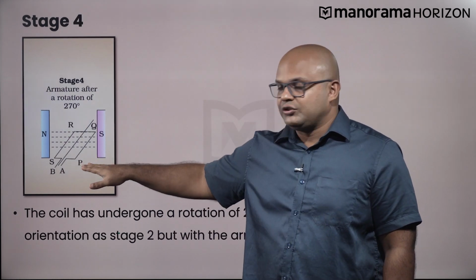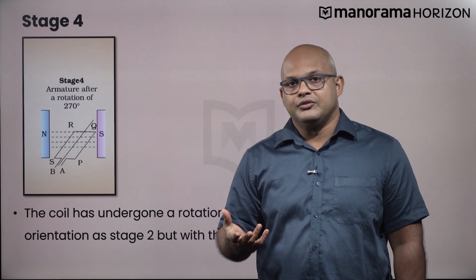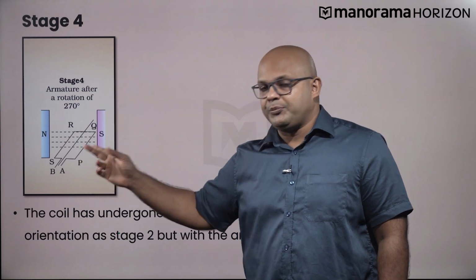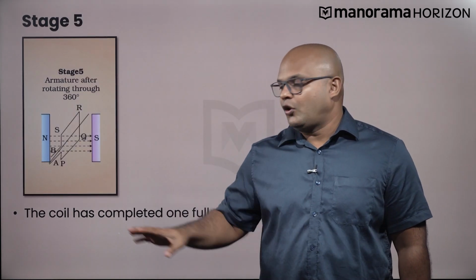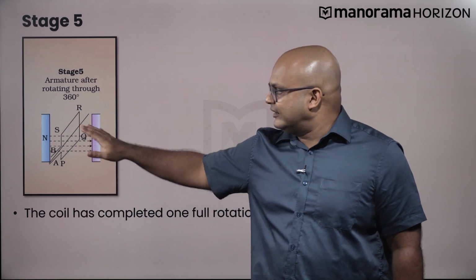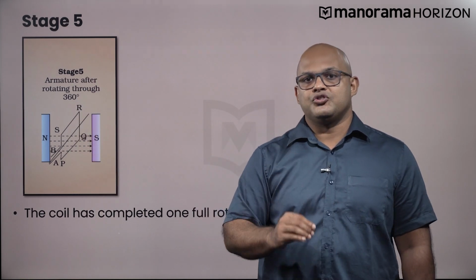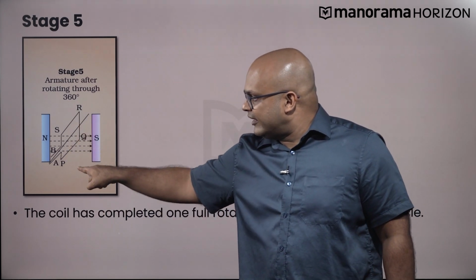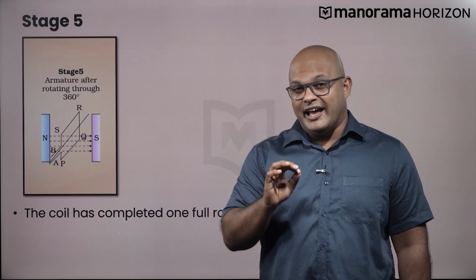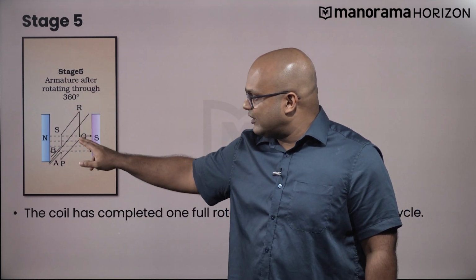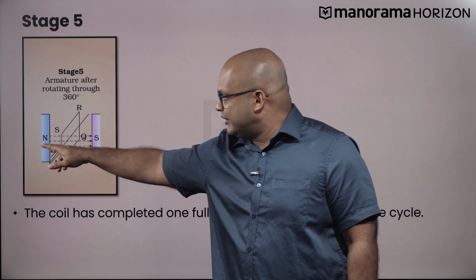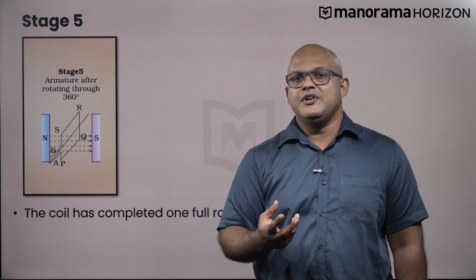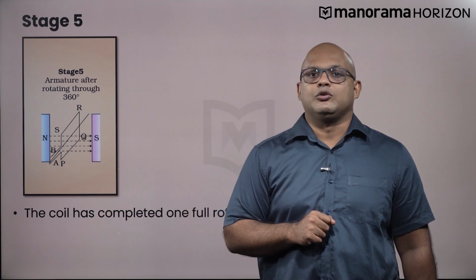Now, the coil has gone through a rotation of 270 degrees. This is the same orientation as stage 2, but the arms are in the opposite positions to stage 2. And finally, the coil completes one entire rotation and the arms SR and PQ come back to their original states. So what we are seeing is that the coil is continuously rotating in the presence of this magnetic field, and the relative positions of SR and PQ are changing with respect to the axis of the magnetic field. And this gives us a clue as to why we are getting a variable voltage coming out of this device.